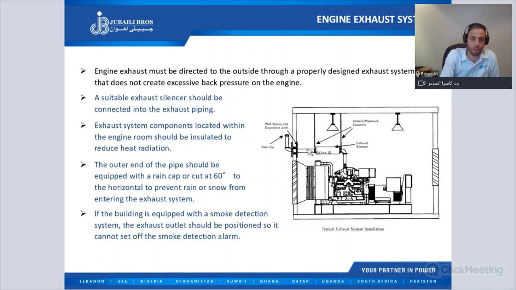If the building is equipped with a smoke reduction system, the exhaust outlet should be postponed so it cannot set off the smoke detection alarm. So if we locate the generator inside the building, in a room inside the building, then we have to extend the exhaust pipe to outside the building, especially if you have smoke reduction, because when the generator runs, the smoke detection system will operate automatically. So we have to extend this exhaust pipe to outside the building.